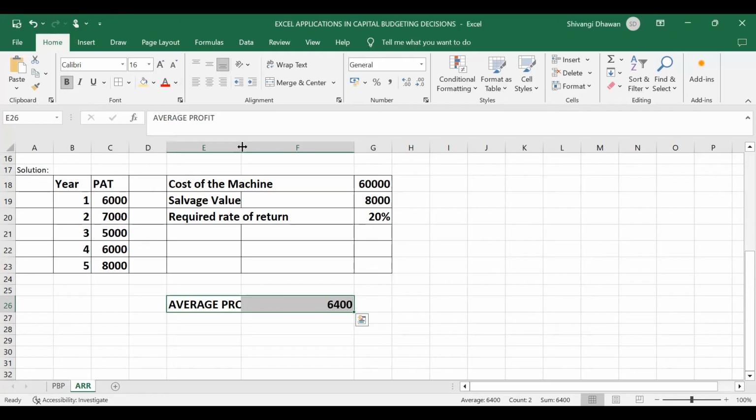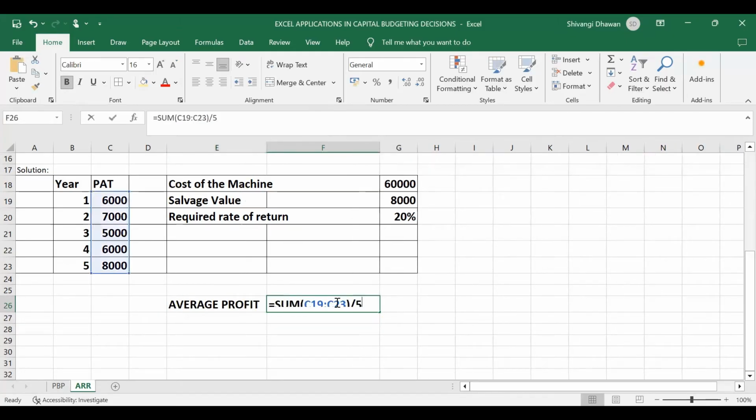So you can see the formula once again, what we have applied. So sum of all the values from 6,000 to 8,000 and then dividing these values by 5 in order to get the average annual profit after tax.